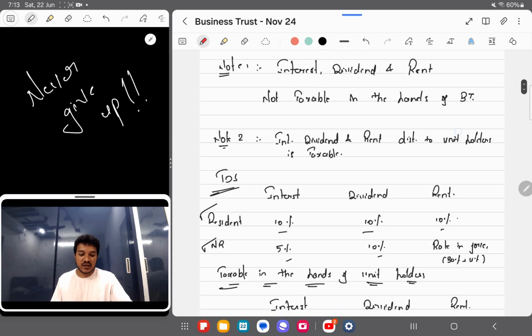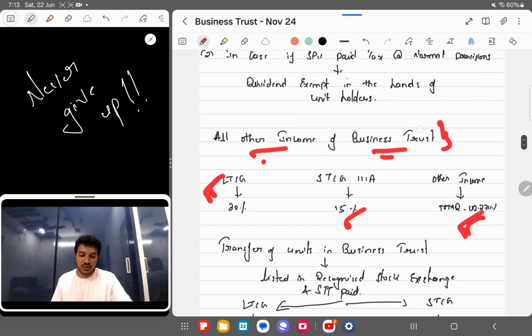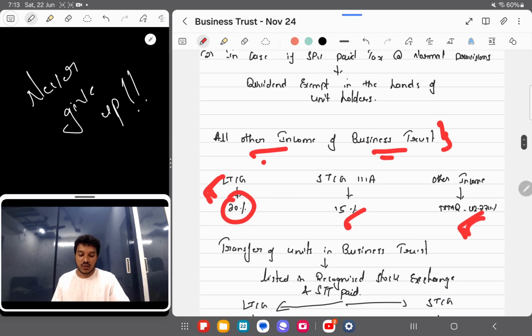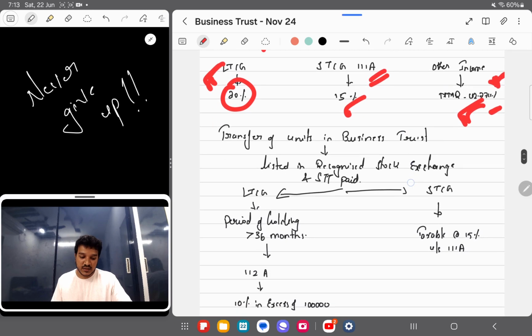Any other income, normally long-term capital gains, will be chargeable to tax at the rate of 20%, that we know. If it is a short-term capital gain under section 111A, it is 15%. And then any other income, this is a tricky point, is chargeable to tax at the rate MMR. So I hope this is clear.